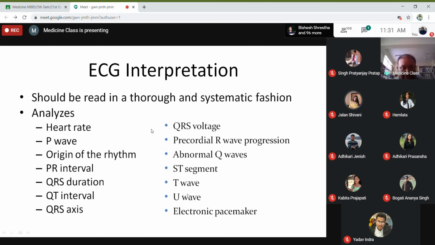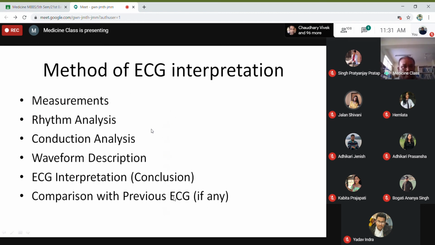Then we describe the T wave, and sometimes a U wave is also present after the T wave, and we describe that also. So we do some measurements, we analyze the rhythm, we analyze conduction, describe the waveform, and then we come to the conclusion, which is the ECG interpretation. And the most important thing that would come in is the comparison with the previous ECG.